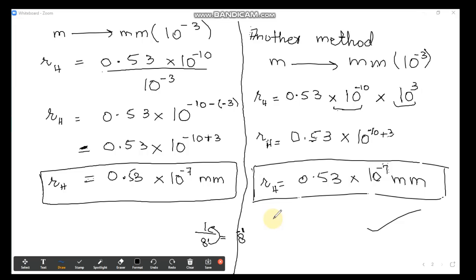Now you can solve the last requirement, that is meters to nanometers. The value of nano is exponent minus 9, and you can opt for any of the methods. You can perform division with minus 9 or multiplication with power plus 9. Okay, so perform the question. I hope you have understood the question in this video.